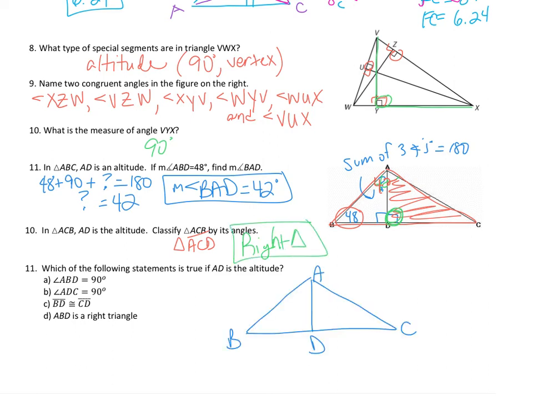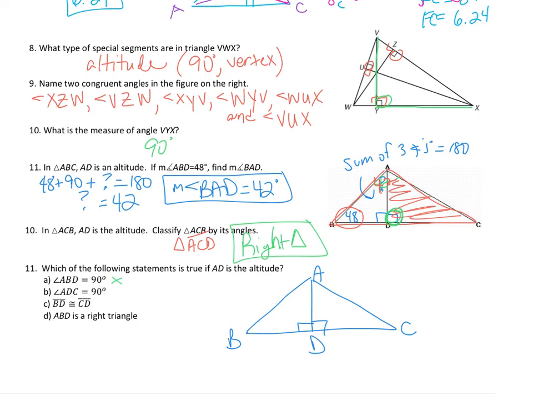In number 11, we're still using the same original triangle, so I'm just going to redraw it since it's a nicer version. And if we know that AD is the altitude, that tells us these are 90 degrees. We need to figure out which of these statements are true if AD is the altitude. So angle ABD, that'd be this angle right there, it says is 90 degrees. So we know that is not true. So I'm going to put a little X there.